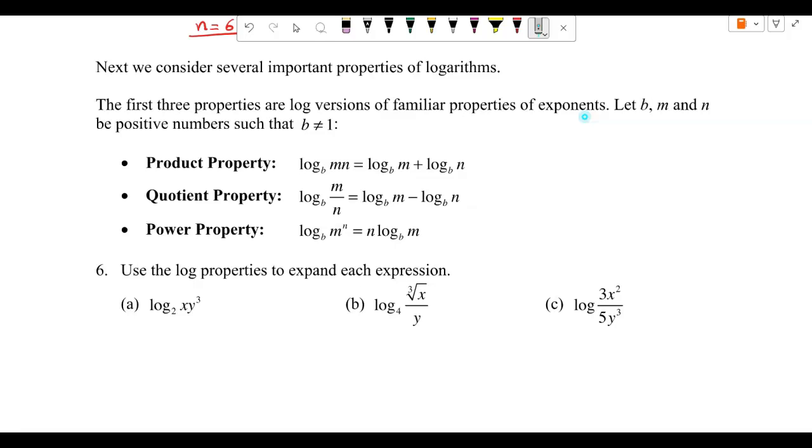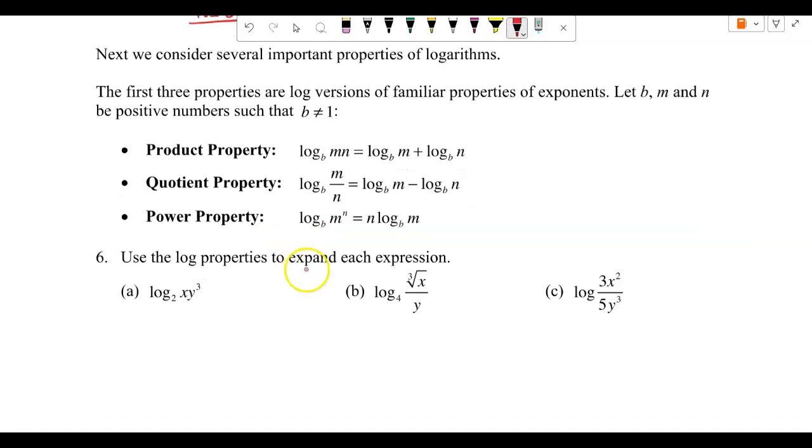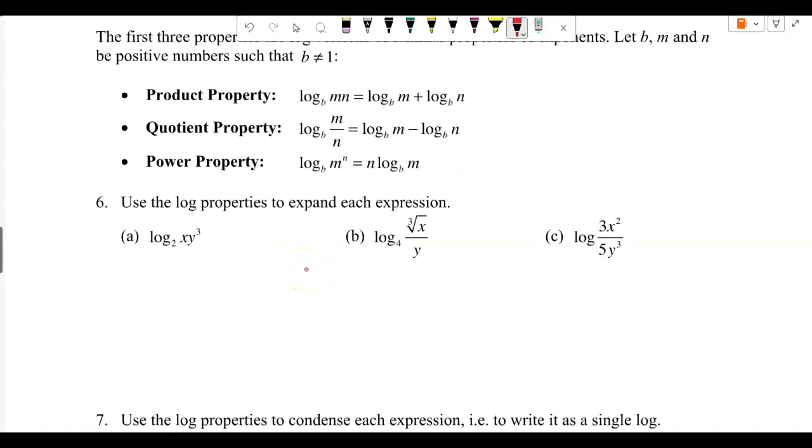So what you have to do is always break up. You have to think of the product, you have to think of the quotient, and you have to think of the power. And then you break up. So use the log property. You must learn this. It will require a lot of practice. Log requires lots of practice. So use log properties to expand each expression.